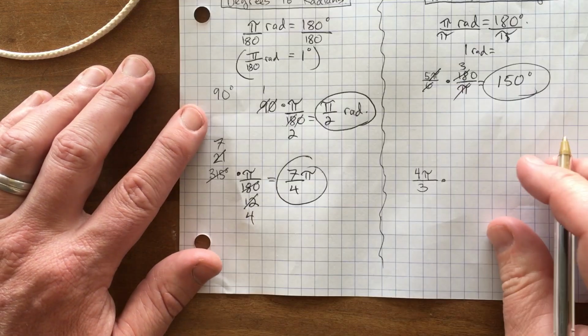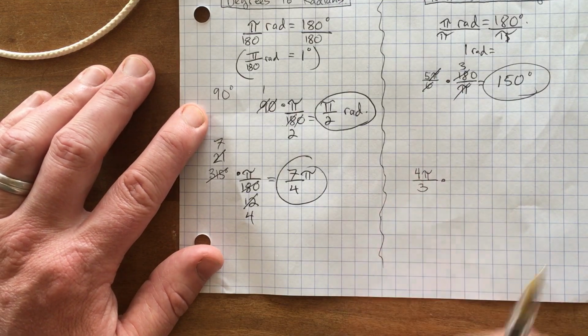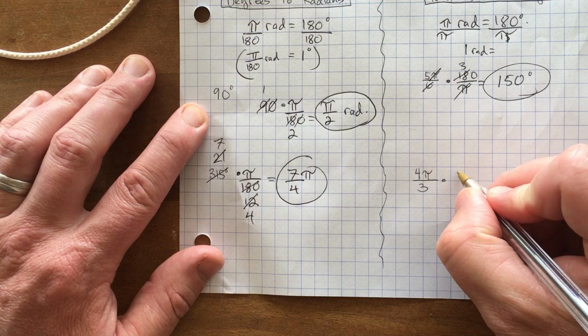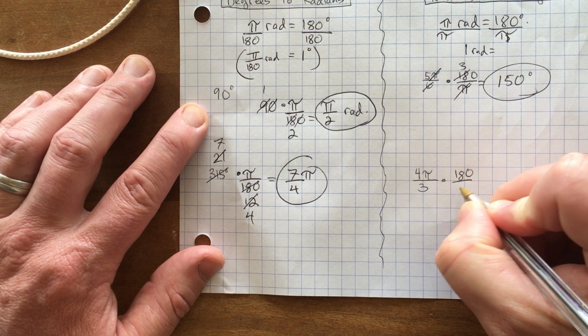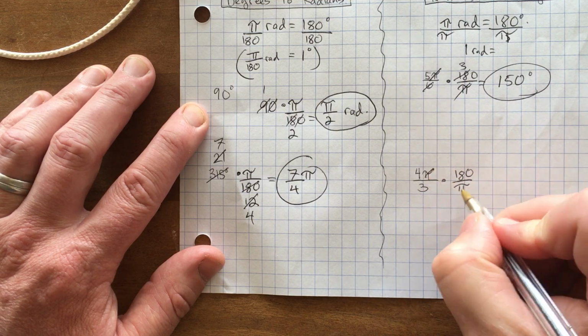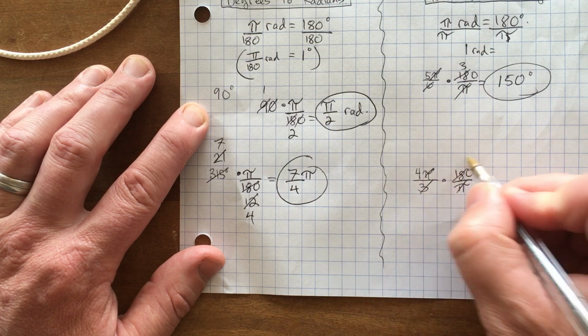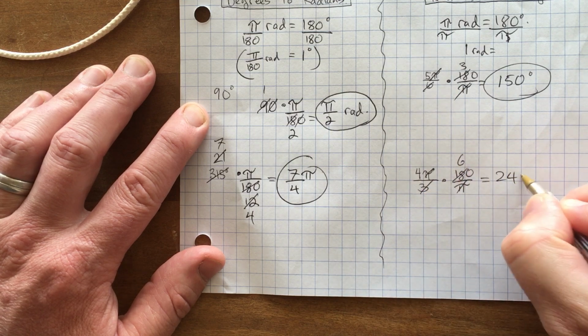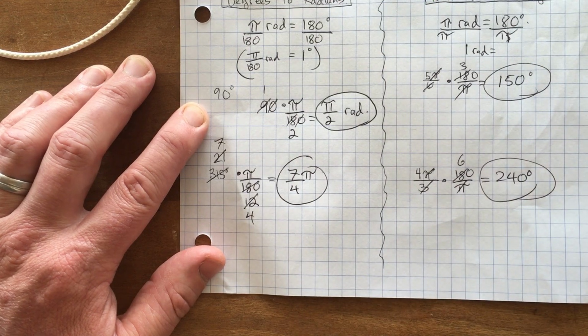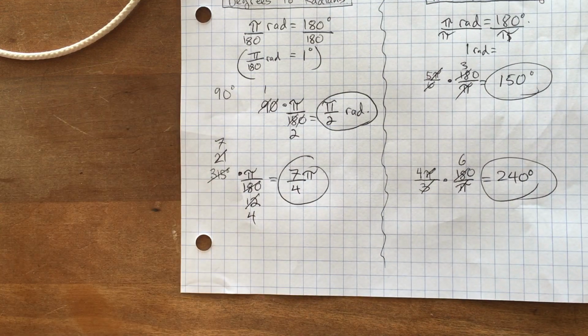Let's figure out what 4 pi over 3 is. It's 4/3 of a pi, 4/3 of 180 degrees. I'll multiply by 180 over pi, and these pi's cancel. 180 divided by 3 is 60, so it's 240 degrees. Practice converting between radians and degrees.